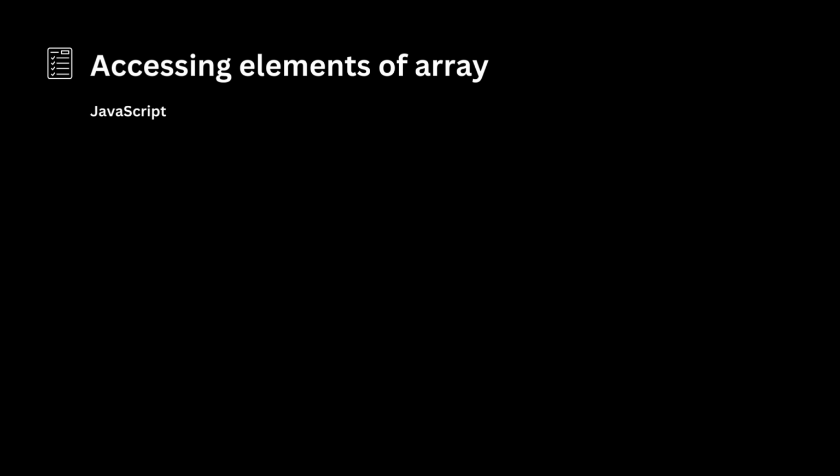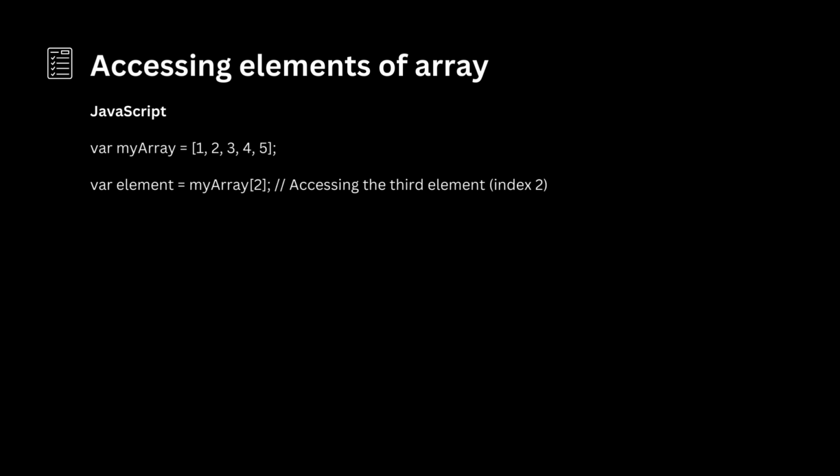In JavaScript, a variable named myArray is equal to [1, 2, 3, 4, 5]; a variable named element is equal to myArray[2], accessing the third element, that is index 2. Let's see the breakdown, where myArray: this line declares an array named myArray with values 1, 2, 3, 4 and 5. myArray[2] accesses the third element of the array, that is index 2.